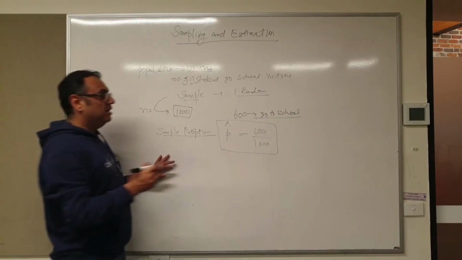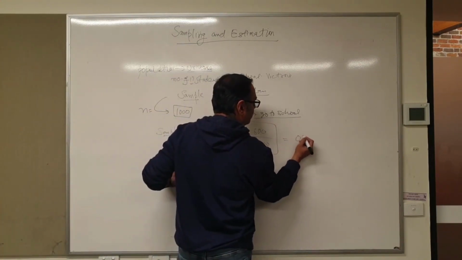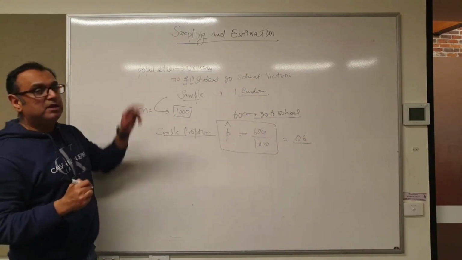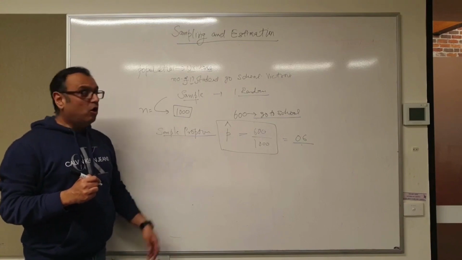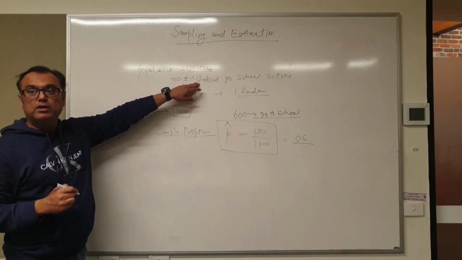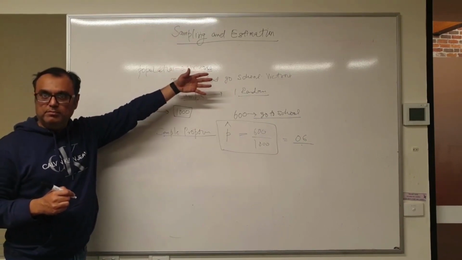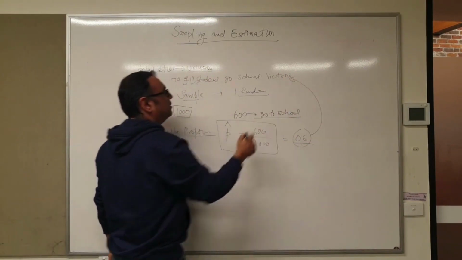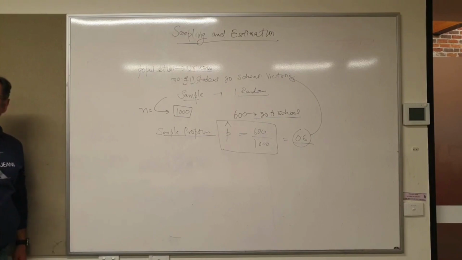Now, this gives me a fair estimate that, all right, 60% of my population of 17 year olds might be going to school. So that is how I make predictions for my population.